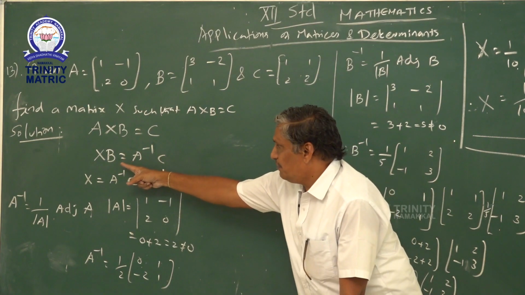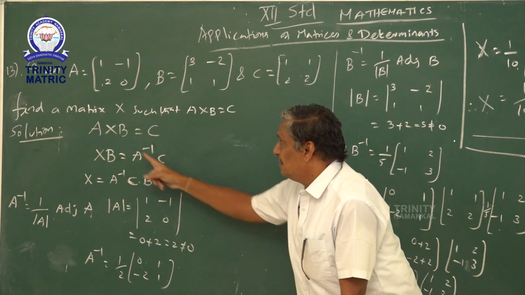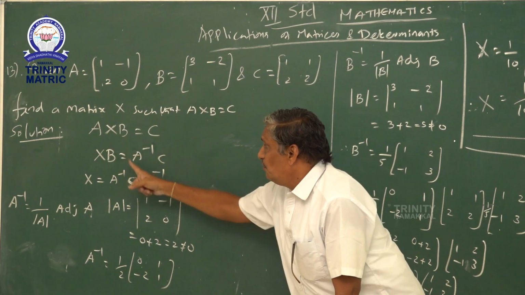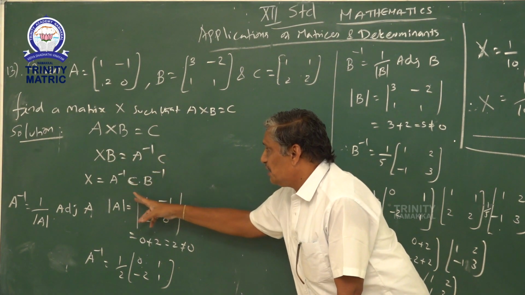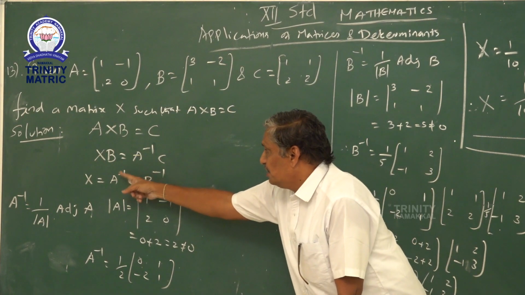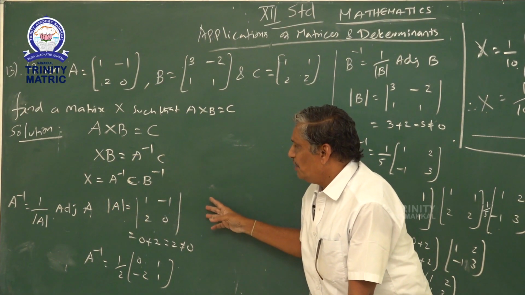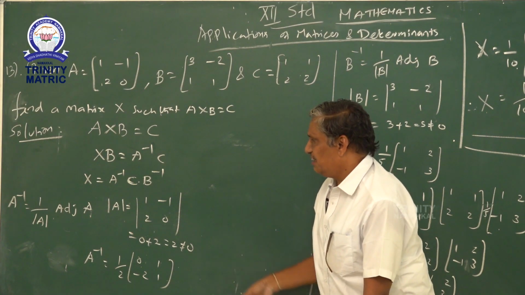Like that we have to eliminate B. For eliminating A you are pre-multiplying by A inverse. For eliminating B you have to post-multiply by B inverse. So X is equal to A inverse C into B inverse. You can do it, but even though it is a 2 by 2 matrix, I did it for you.